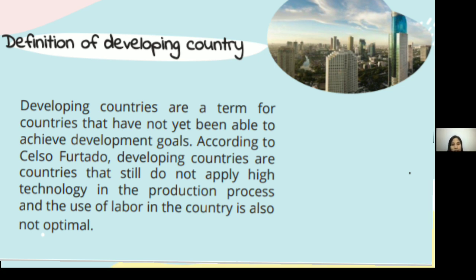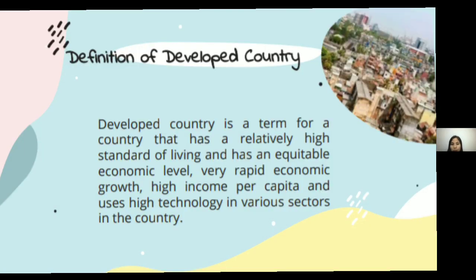And then, the definition of developed country. So developed country is a term for a country that has a relatively high standard of living and has an equitable economic level, very rapid economic growth, high income per capita, and uses high technology in various sectors in the country. Then how about the indicators between developed country and developing country? My friend will continue to explain.